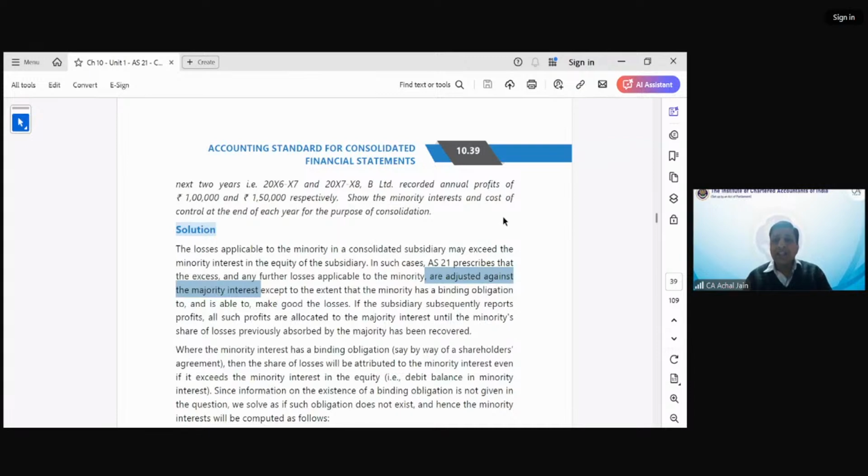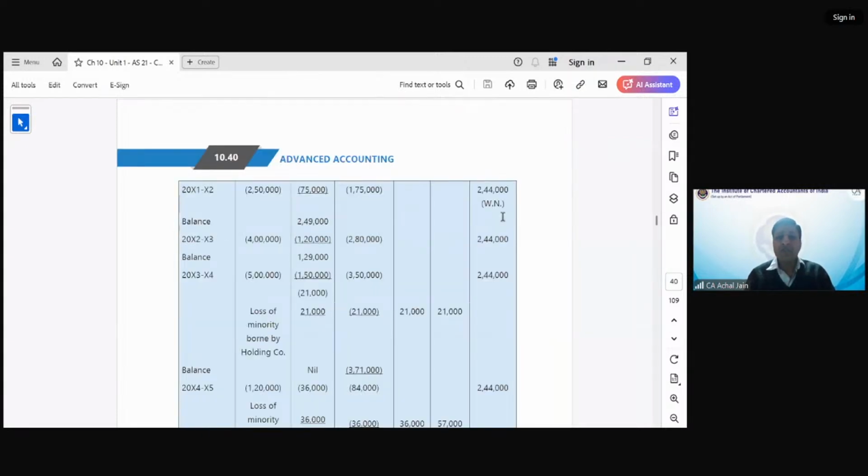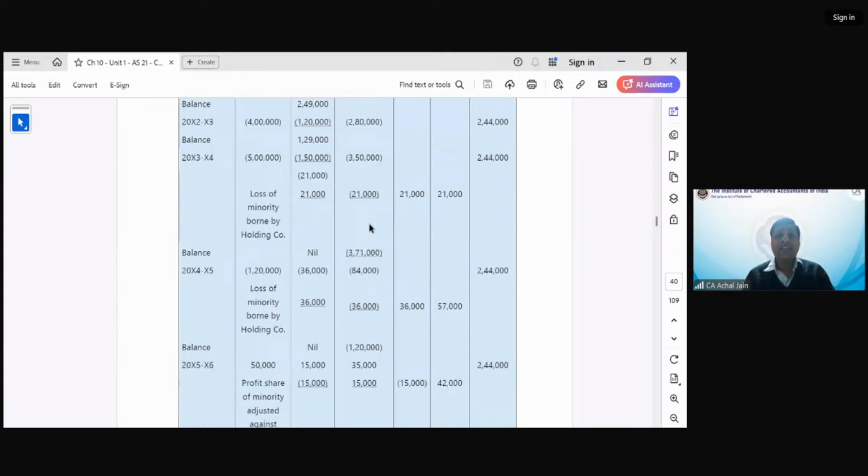Okay. So now in the given case scenario, because you are not told that minority will absorb this loss, that's why this 21,000 excess will be passed on to holding company. Okay. So 21,000 is passed on to holding company. Okay. And if you pass it on to holding company, balance of minority will become zero. It will become zero. Okay.